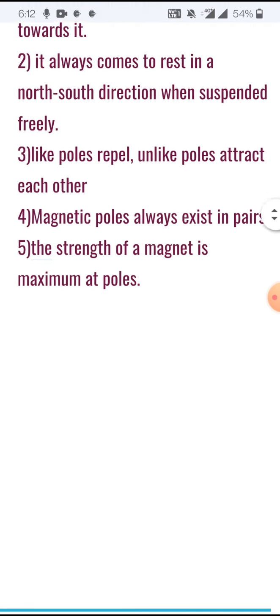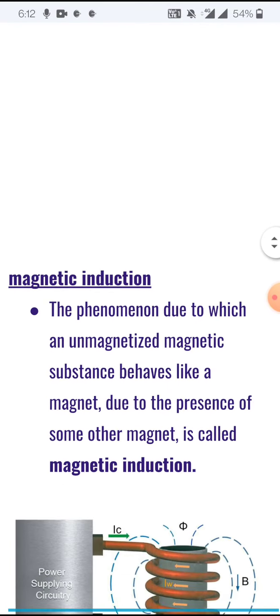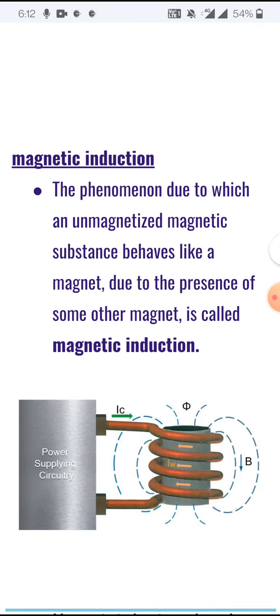Next, we move on to magnetic induction. See the picture. Here we are supplying power to the coil. When we supply power, the coil behaves as a magnet. This phenomenon is known as magnetic induction. The phenomenon due to which an unmagnetized magnetic substance behaves like a magnet due to the presence of some other magnet is called magnetic induction.